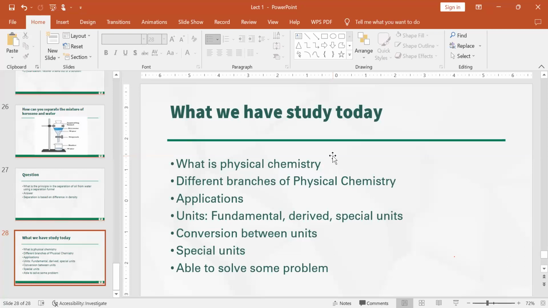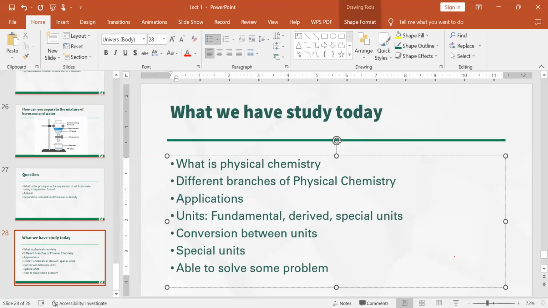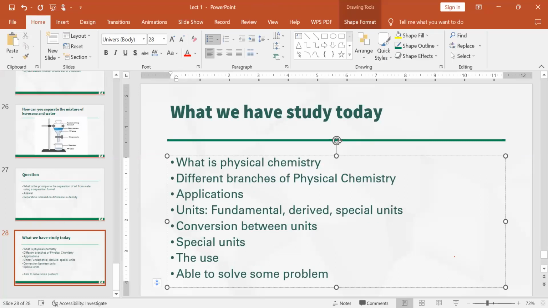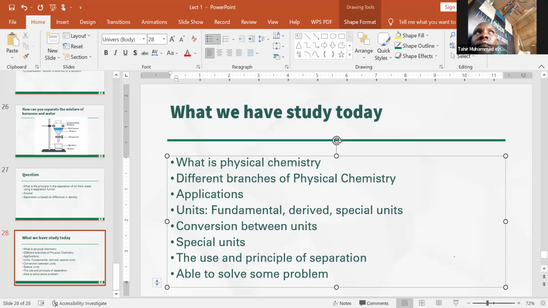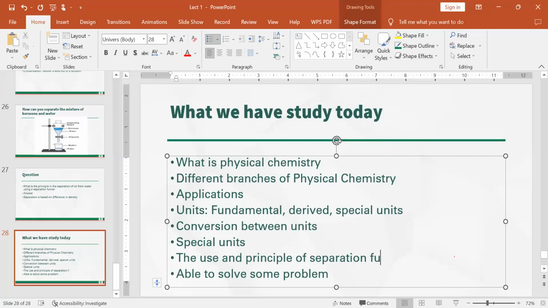We have talked about applications of physical chemistry. We have talked about units, and we say that there are two major classes of unit: the fundamental unit and the derived unit, and we have some special units like Newton that have special names. We have talked about comparison between units, about how to solve some problems, and of course about the use and principle of the separation funnel.